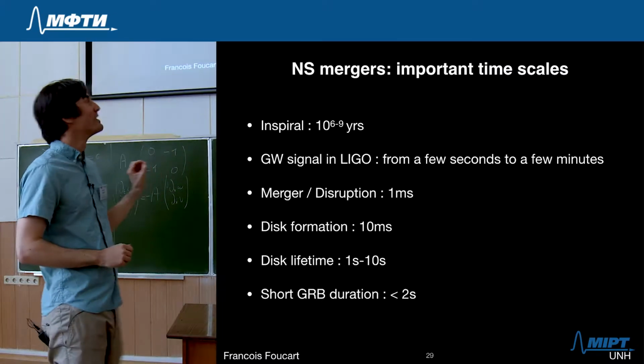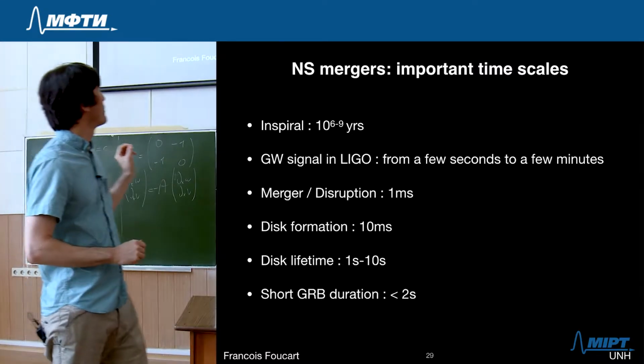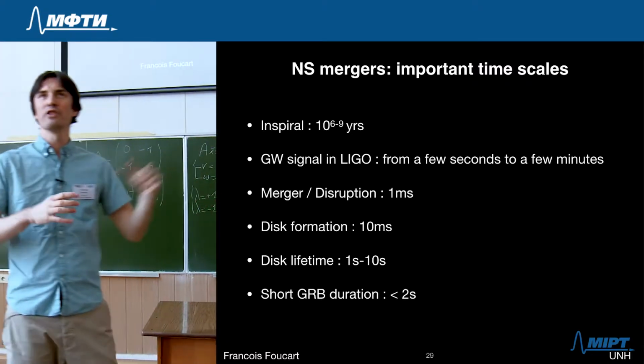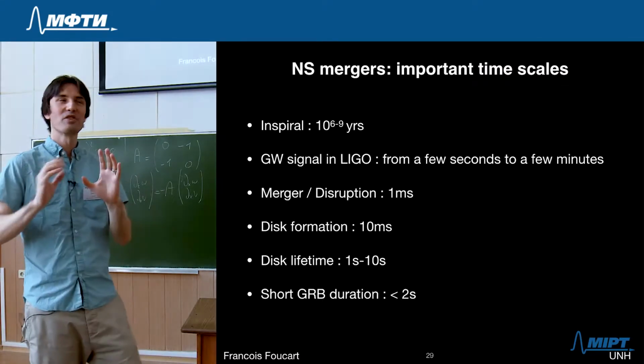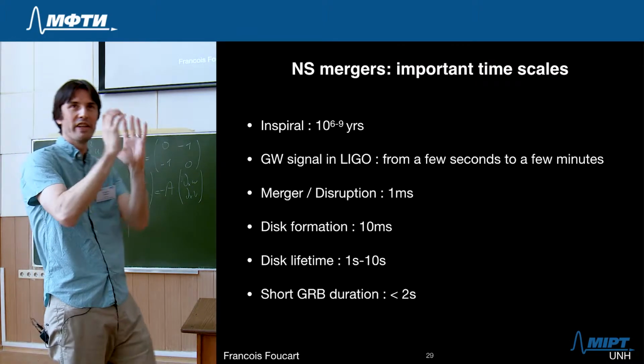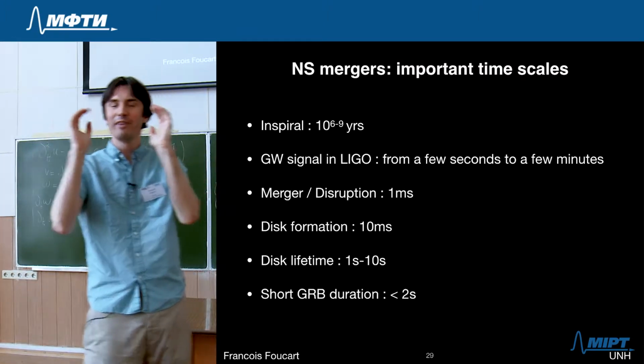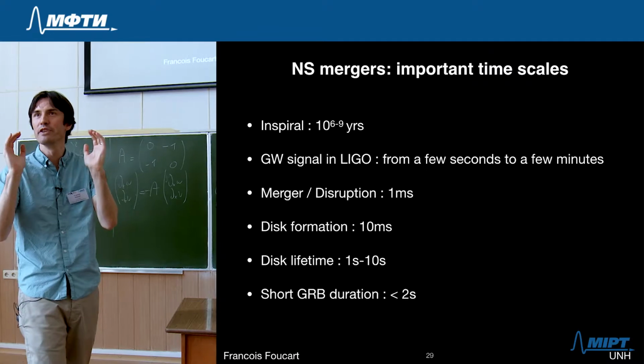In the LIGO band, the neutron star is only visible for a few minutes, or if it's a black hole neutron star, which is more massive, maybe a few seconds instead. So a much smaller time than the total inspiral, and that's the only time where we see them: those very last few minutes of evolution.